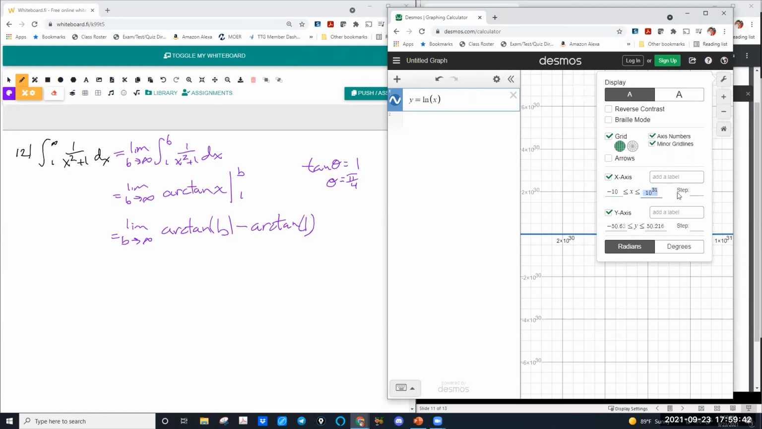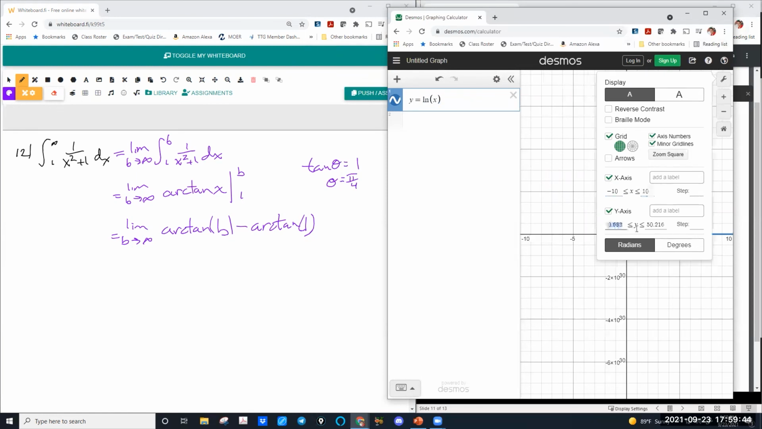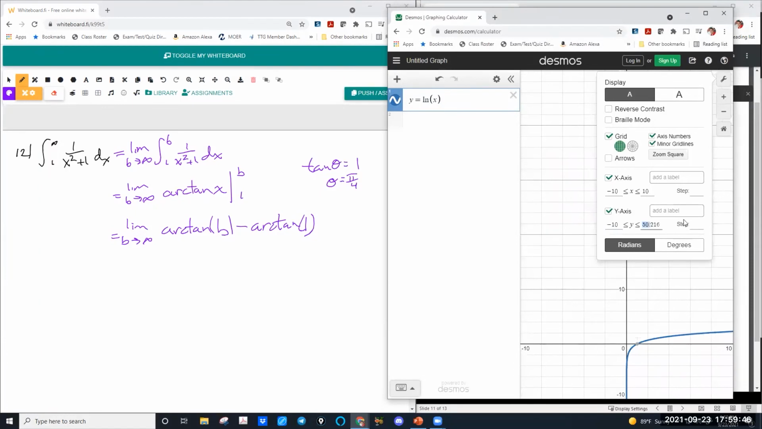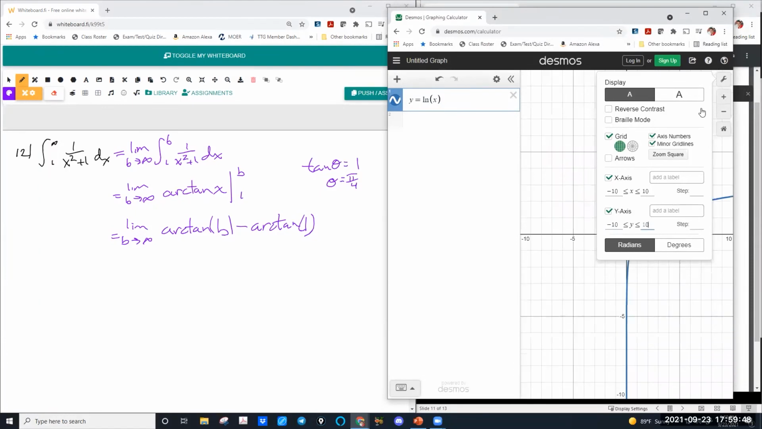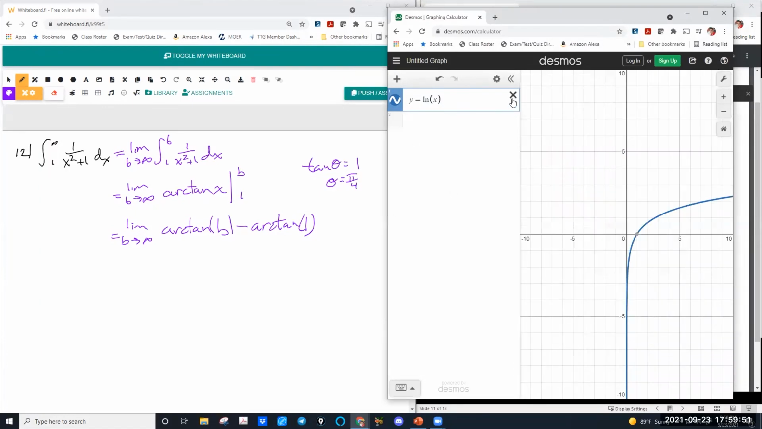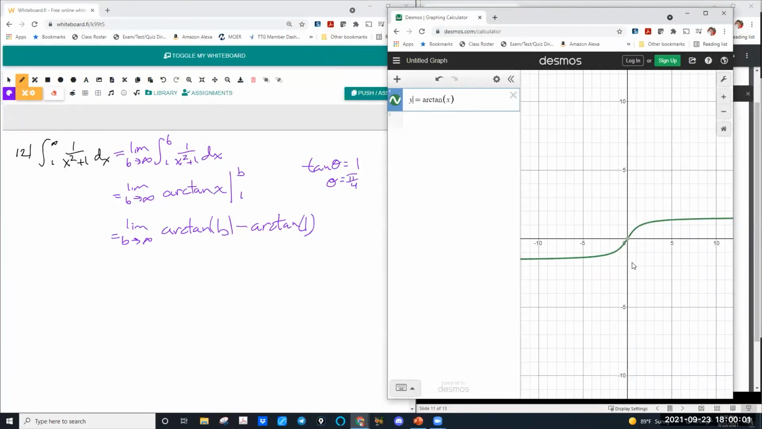So let's just do negative 10 to 10 and negative 10 to 10. All right, get rid of this. And we're going to do y equals arctan of x. All right. Now, a couple things.